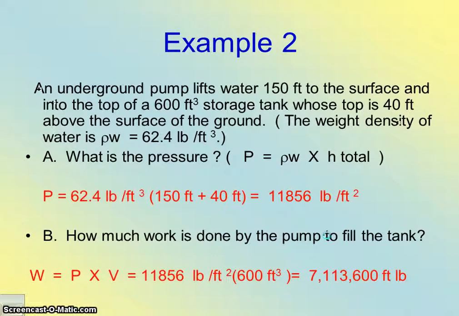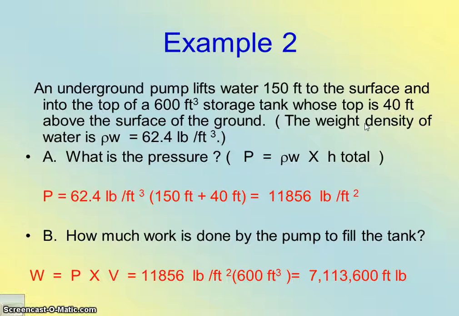Okay, let's get into something a little more challenging for you. An underground pump lifts water 150 feet to the surface and into the top of a 600 cubic foot storage tank whose top is 40 feet above the surface of the ground. And just a reminder, the weight density of water is 62.4 pounds per cubic foot. What is the pressure?